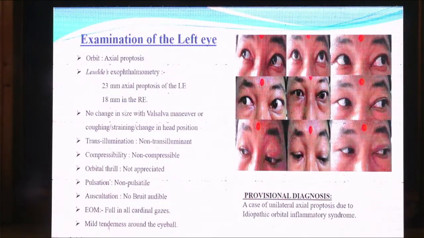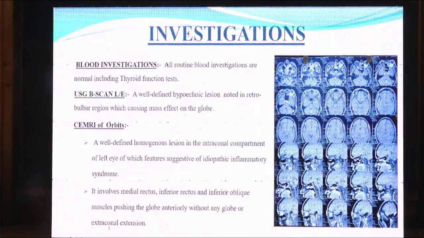Based on the history and the clinical examination, provisional diagnosis was made as a case of unilateral axial proptosis due to idiopathic orbital inflammatory syndrome. Now, when doing the investigations, blood routine investigations were within normal limit, including the thyroid function test. On ultrasound B scan, a well-defined hypoechoic lesion was noted in the retrobulbar region, causing mass effect on the globe.